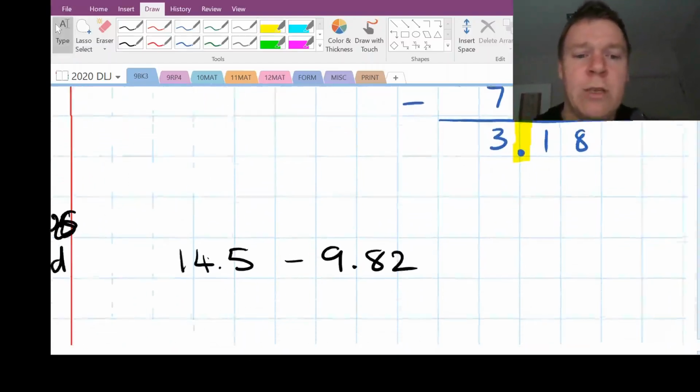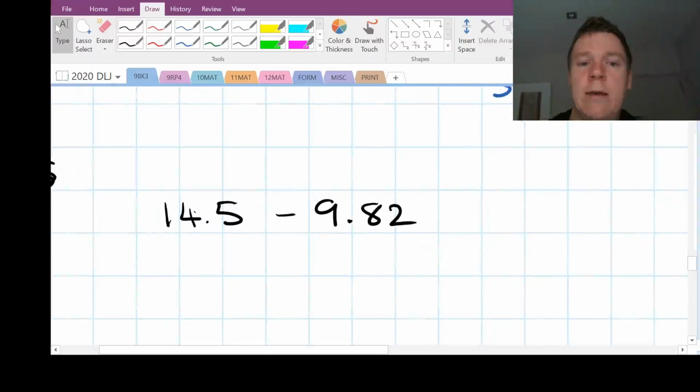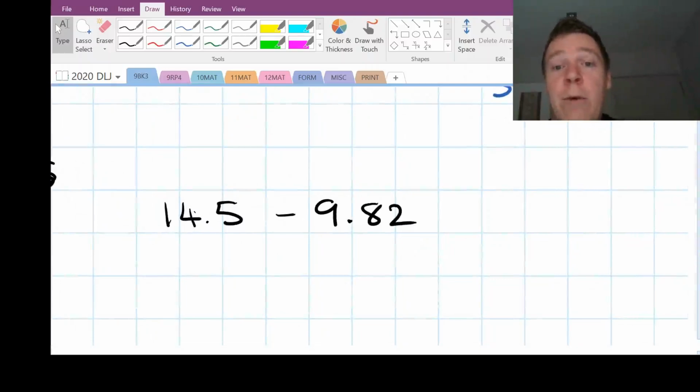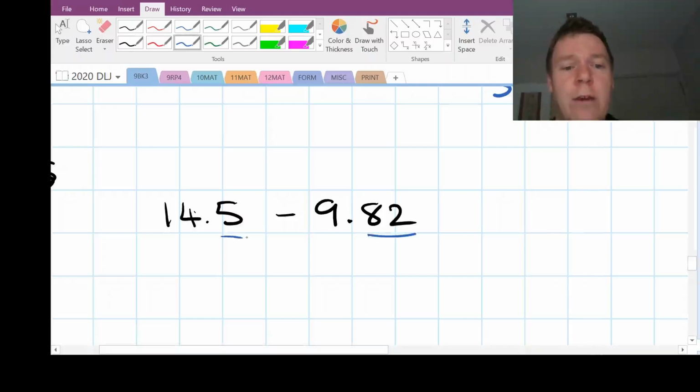This problem. In this situation, we're going to have some unfilled spaces that we're going to have to fill with zeros, because this has got hundredths and this is only in the tenths. But the key thing is line up those decimal points.